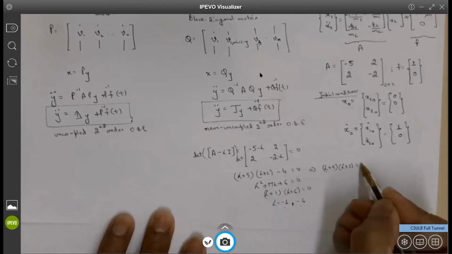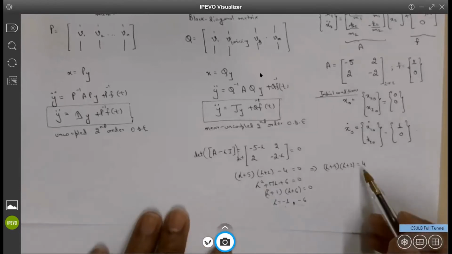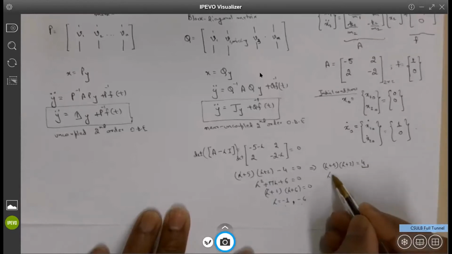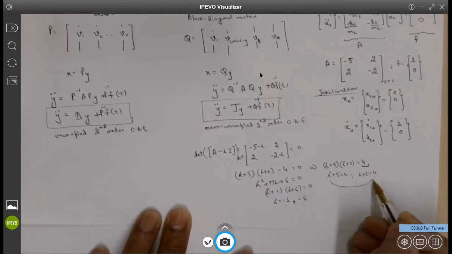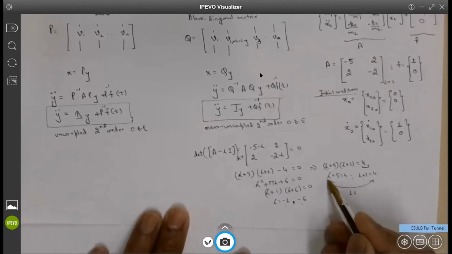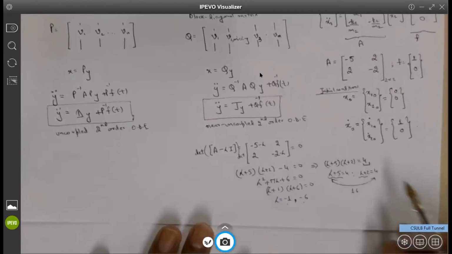Lambda plus 2 is equal to 4. This is what you are saying? Now how should I find lambdas? You just said lambda plus 5 equals 4 and lambda plus 2 equals 4. That doesn't work that way, because if lambda plus 5 equals 4 and lambda plus 2 equals 4, what is the result of multiplying lambda plus 5 times lambda plus 2? It will be 16, right? So you can't put that.